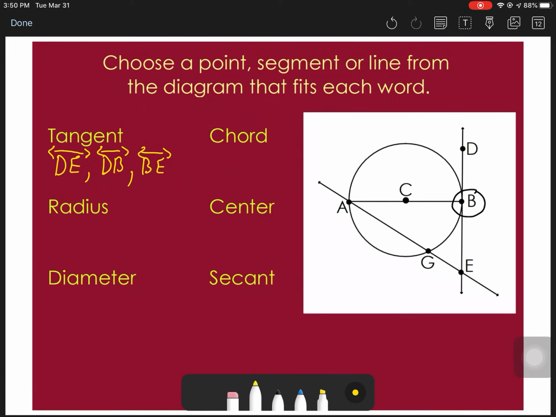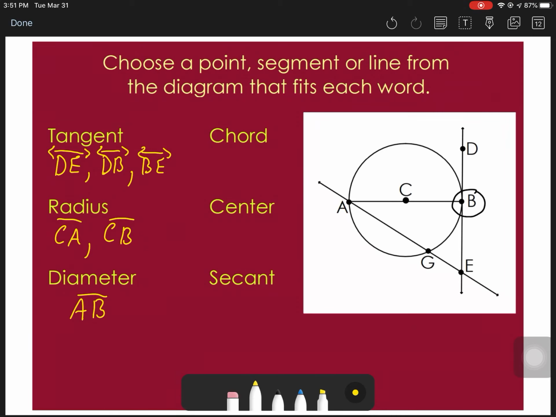Next one we want to look at is the radius. Remember, radius is an extension from the center of a circle to one point on the circumference of the circle, so on the outside. So if we look at C, which is our center, we have two different options here. We could go from C to A, and that's a segment, so we just put the line over top. Or we could go from C to B. Then the diameter is just the whole extension, all the way across the circle, goes from one endpoint to another, but it has to go through the center. So in this case, the only option that works is AB.